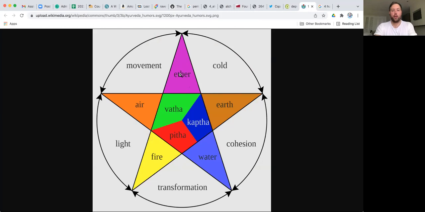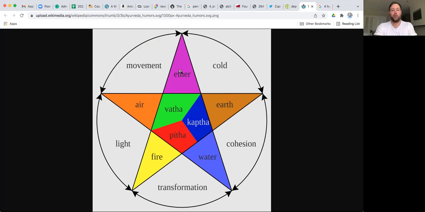So now we can start to look at something like this. And I'm just going to touch on it now, and then we're definitely going to understand it a little bit more later. So I don't want you to worry about these words: cold, movement, light, transformation, and cohesion. Please just pretend that they're not there. What I do want you to look at are the five elements in the points of the star: air, earth, fire, water, and ether, or akash.